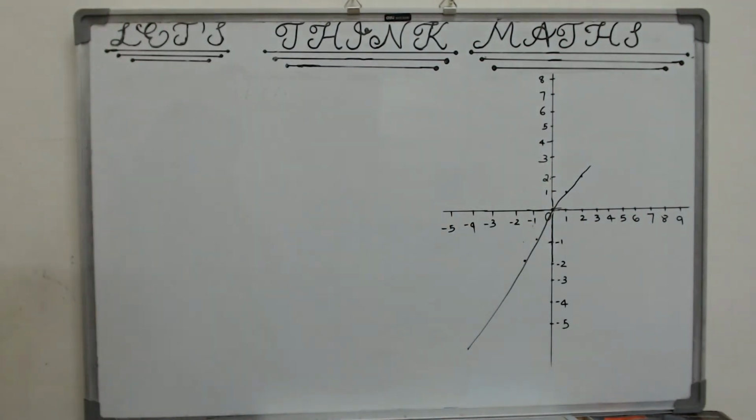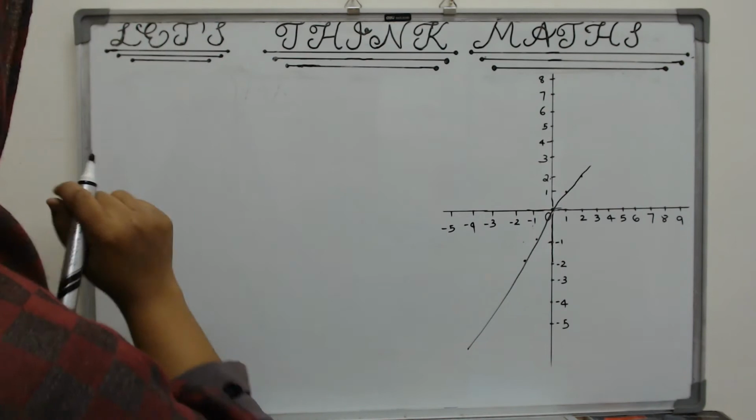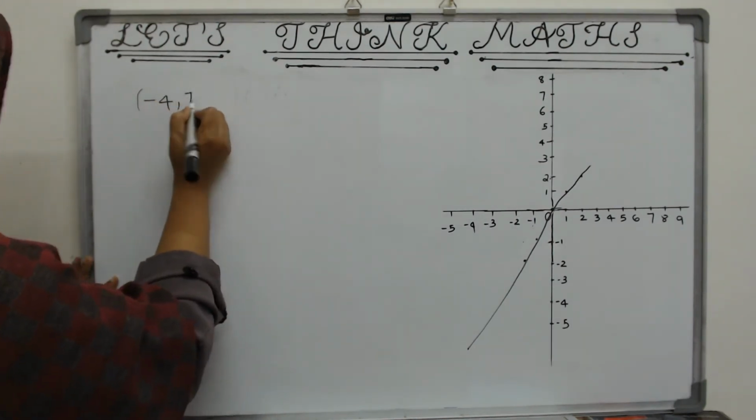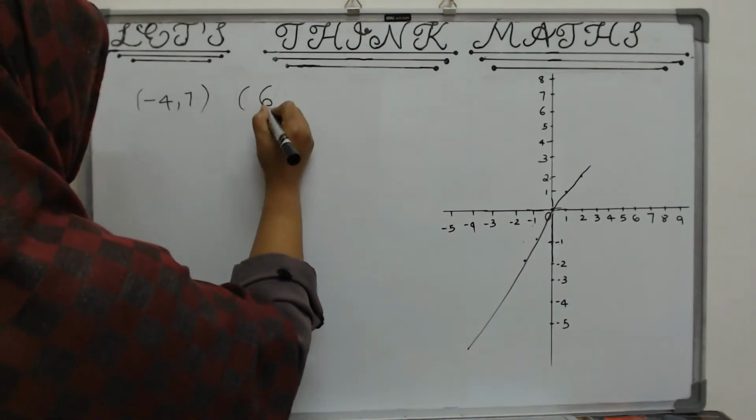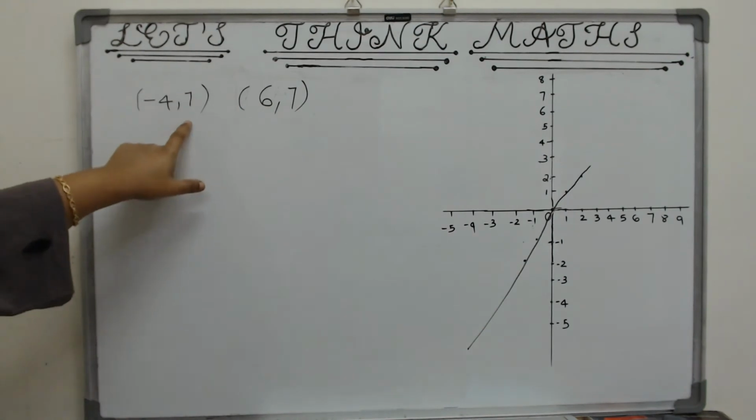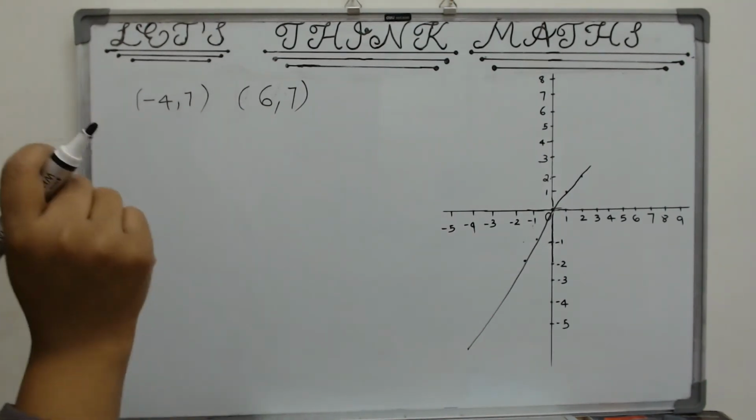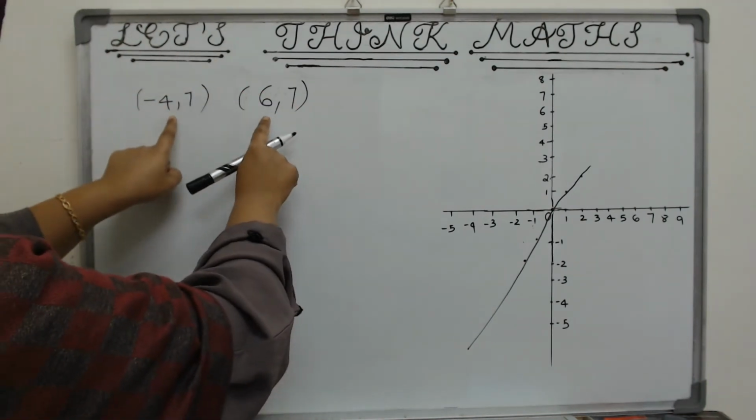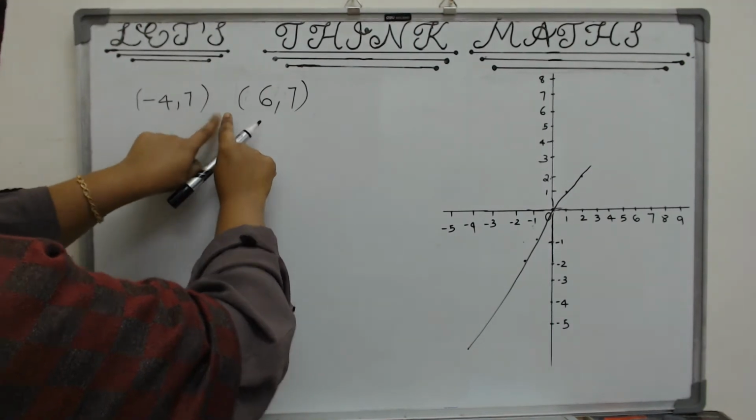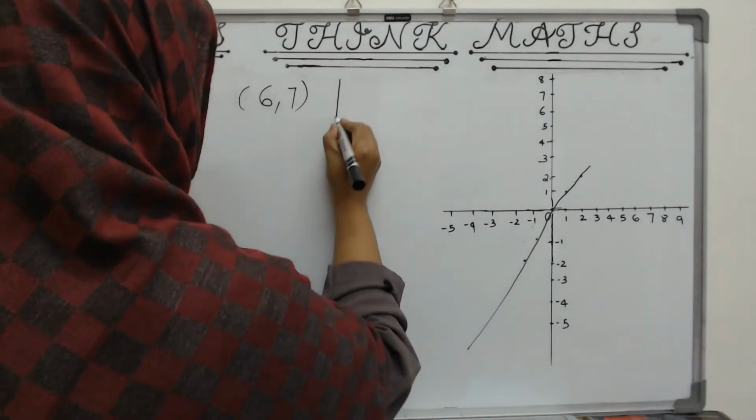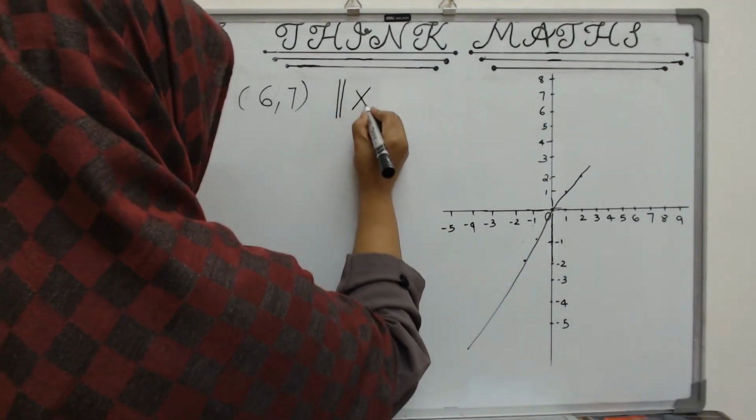Now let me ask you one question. Look at these 2 points that I am writing down. (-4, 7) and (6, 7). Do you notice something interesting about this? Did you notice that both of their ordinates are the same? So whenever you take 2 points whose ordinates are the same and you join them in a straight line, you will notice that the straight line will always be parallel to the x-axis.